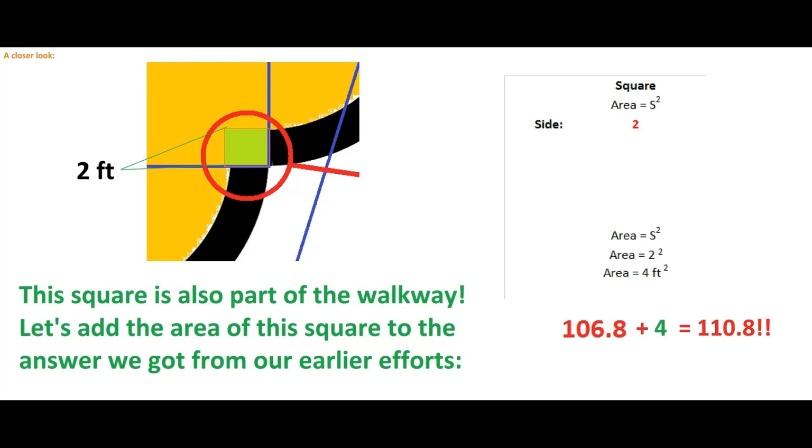So let's do that. We have a square with a side of 2. Of course, 2 squared is 4. 106.8 plus 4 is 110.8. That's the area of that walkway surrounding that pond. That's all there is to it.